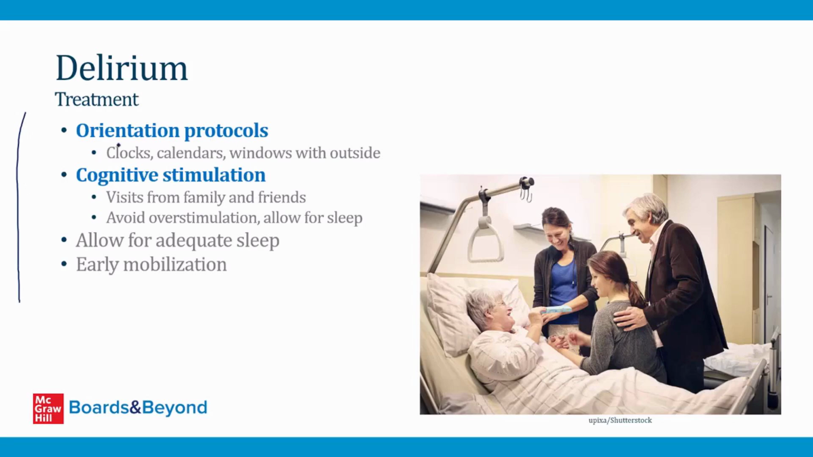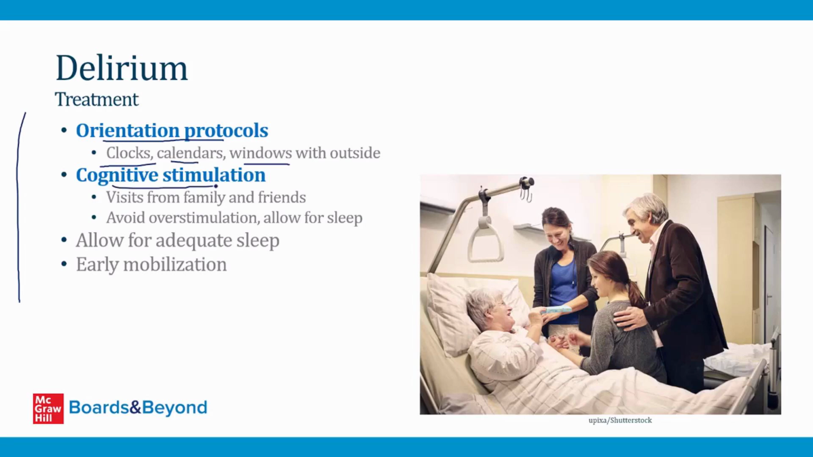So a big group of hospital interventions are so-called orientation protocols. These are things like putting a clock on the wall and a calendar on the wall, and having windows that are open to the outside so the patient can tell whether it's night or day. One of the big reasons patients can develop delirium is because they don't know where they are in the hospital, and so clocks and calendars and windows help to keep them oriented, and this reduces the risk of delirium.